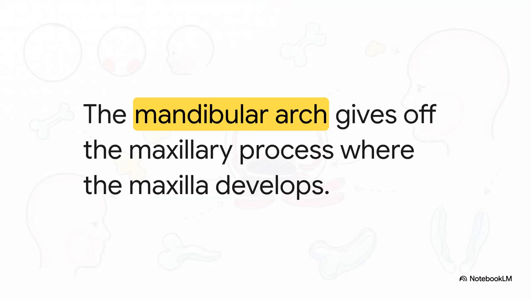So, where exactly does this tissue originate? Well, this whole construction project starts entirely within the first pharyngeal arch, which you'll often hear called the mandibular arch. By the 4th week of development, we've got 5 of these arches, but it is specifically this first one that gives off the maxillary process to kick off the nasomaxillary region.